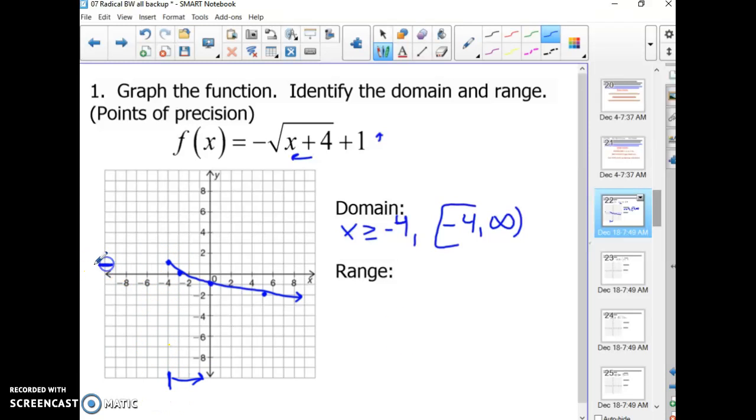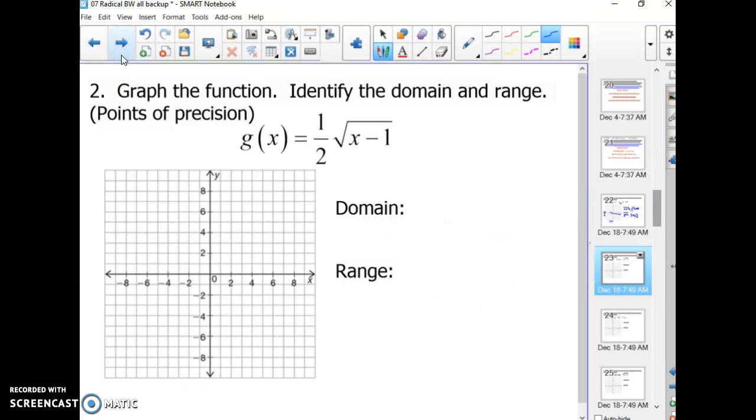My y values are 1 and below, right? All my y values are below 1. So y is less than or equal to 1, or I have to do it from smallest to biggest. I know I'm going to end at a 1, but negative infinity comes here. So here's the thing. Negative infinity is smaller than 1. I have to go from smallest to largest.